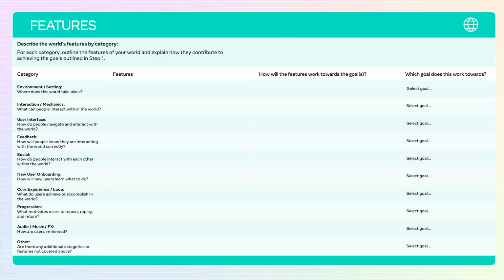So once you've written down those features that you have, you can write in how will those features work towards the goal, and also which goal does this work towards. You can select whether it's the primary, the secondary, or both.